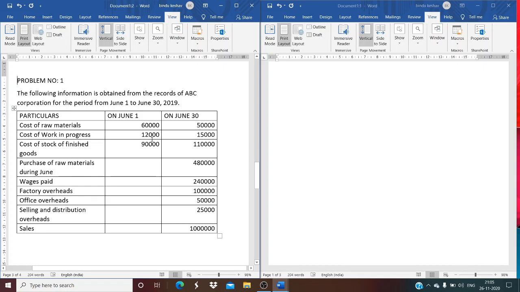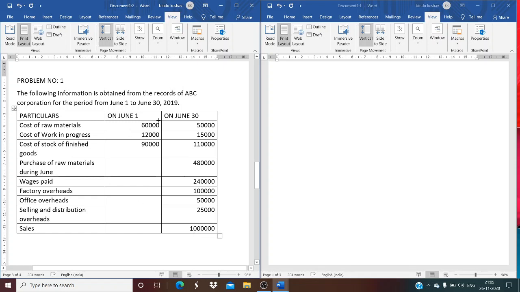Cost of work in progress: opening stock of work in progress, that is at the beginning of the month, was 12,000, and at the end of the month, June 30th, it is 15,000. Cost of stock of finished goods at the beginning of the month, that is opening stock of finished goods, 90,000, and closing stock of finished goods is 1,10,000. Purchase of raw materials during June: during this month 4,80,000 raw materials were purchased. Wages paid 2,40,000. Factory overheads 1 lakh. Office overheads 50,000. Selling and distribution overheads 25,000 and sales rupees 10 lakh.